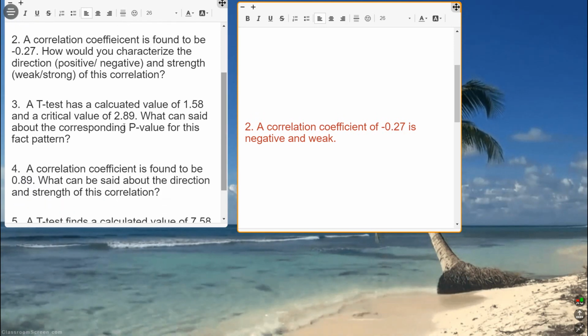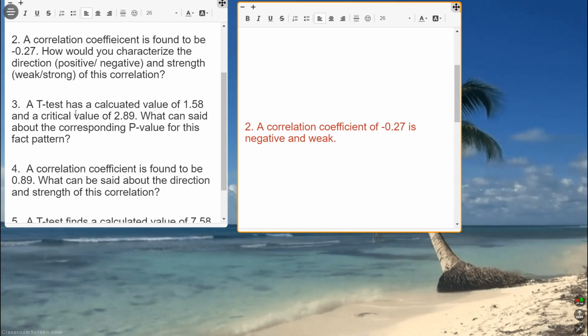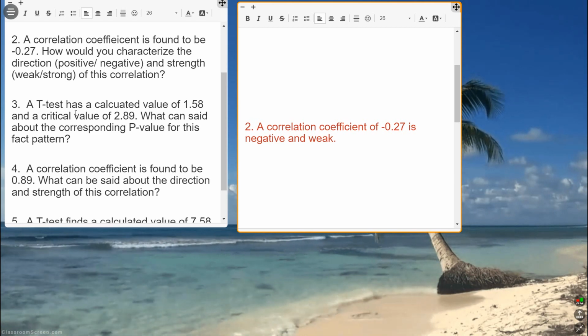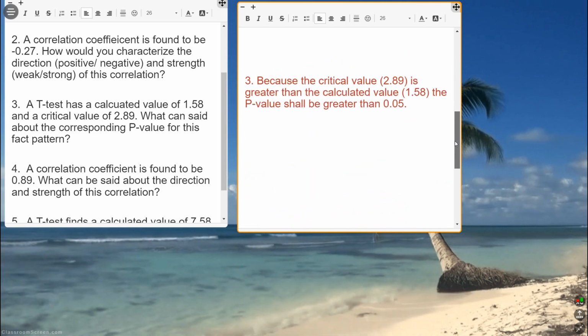Number 3, a t-test has a calculated value of 1.58 and a critical value of 2.89. What can be said about the corresponding p-value for this fact pattern? Let's move on down to number 3.